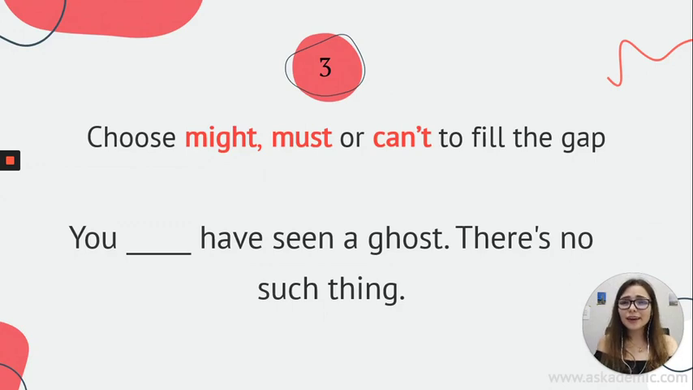Okay, you can't have seen a ghost because I have a belief that there is no such thing called ghost. You can't have seen it in the past, maybe last night. Your friend says, I saw a ghost last night. And you said, you can't have seen it because there's no such thing, right?